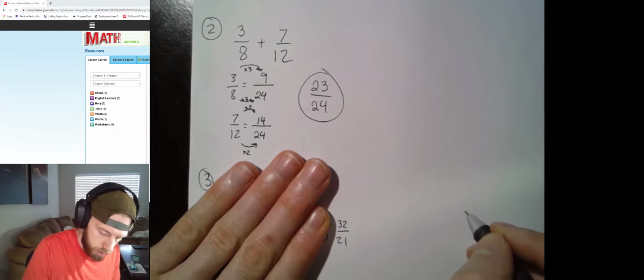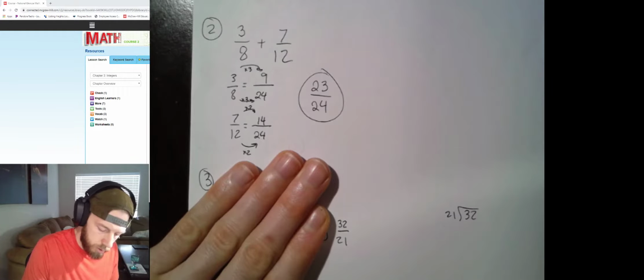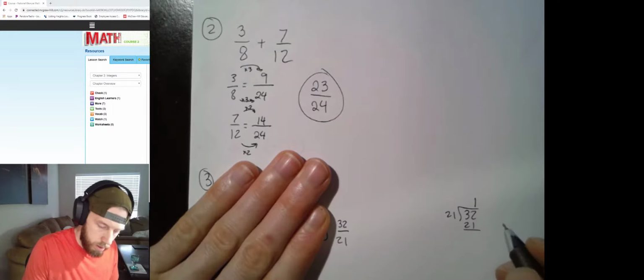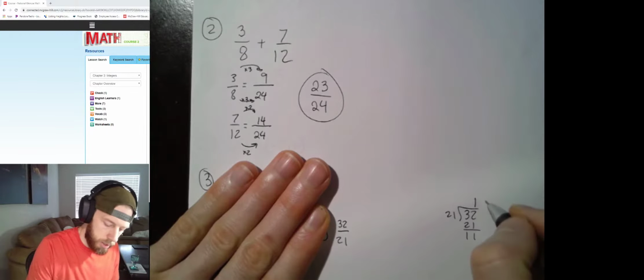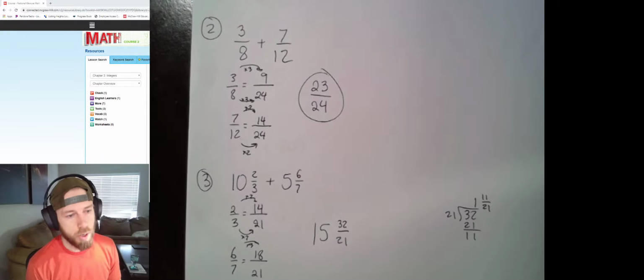We divide it. Let's hop off to the side here real quick. Let's just do 32 divided by 21. 21 goes into 32 one time, and that leaves us with 11 left over. So we can just make a mixed number out of this. That's 1 and 11 over 21.